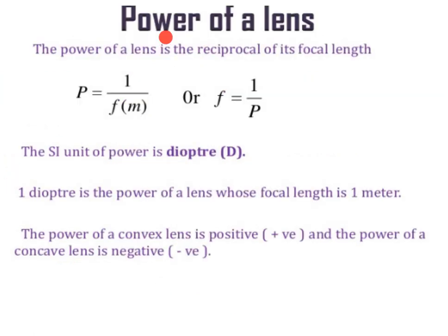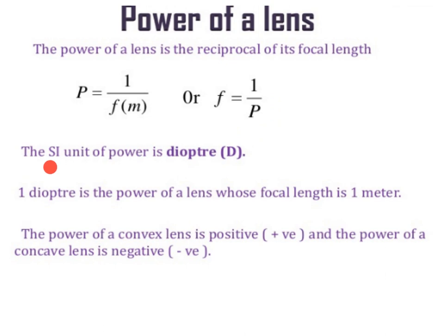Then power of a lens. The power of a lens is the reciprocal of its focal length. That means P is equal to 1 upon f, where f is the focal length in meters. Or we can also write f is equal to 1 by P.